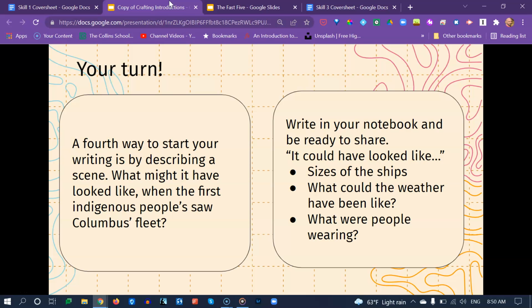What would the ships look like? What do you think the people were wearing? What do you think maybe they were thinking? You just take 2 minutes and try it. Write descriptions. And then you are going to share it with your partner, so be prepared. Go.